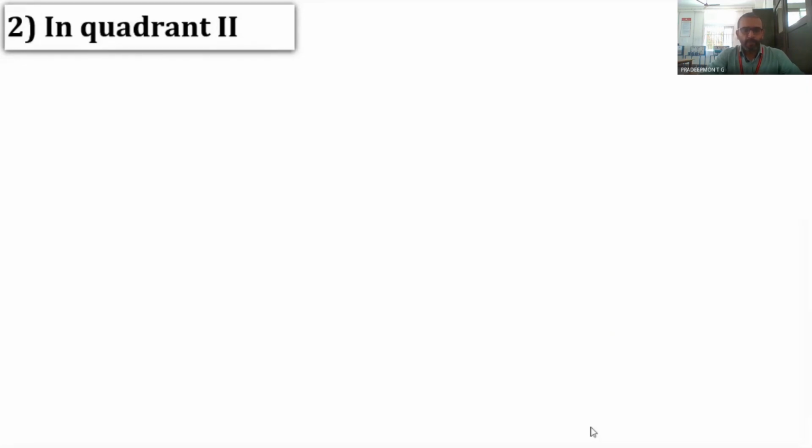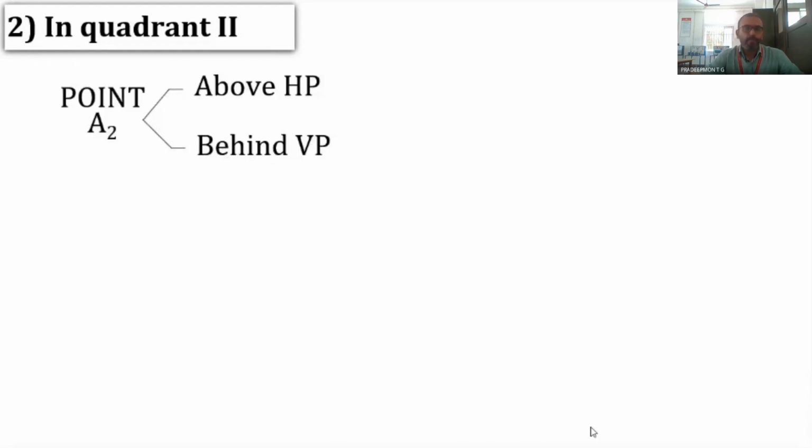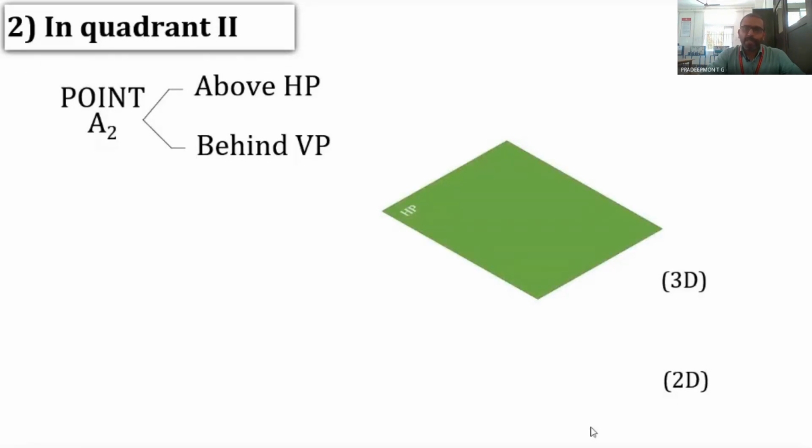In the second quadrant, we consider the point to be point A2. The point A2 is above the HP and behind the VP. The second quadrant means it is above the HP and behind the VP. So again, here also we represent it in 2 dimensions as well as 3 dimensions. In 3 dimensions, HP is here, and VP is the vertical plane. I draw it transparent because the point is behind the VP.